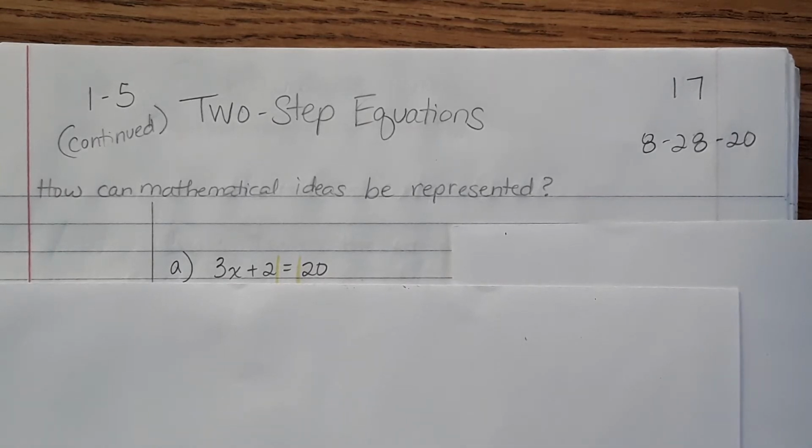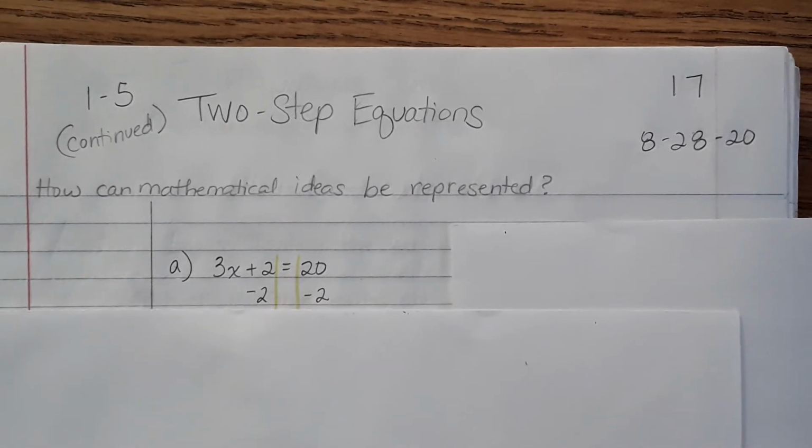Now, from a previous lesson, I said you should do two things. What's being done to the variable? Ask yourself that. And then work backwards with inverse operations. So in example A, I have 3x plus 2 equals 20. The first thing being done to x is multiply by 3 and then add 2. Since the last thing being done to x is adding 2, I'm going to work backwards from there. The inverse is to subtract 2 on both sides of the equation.